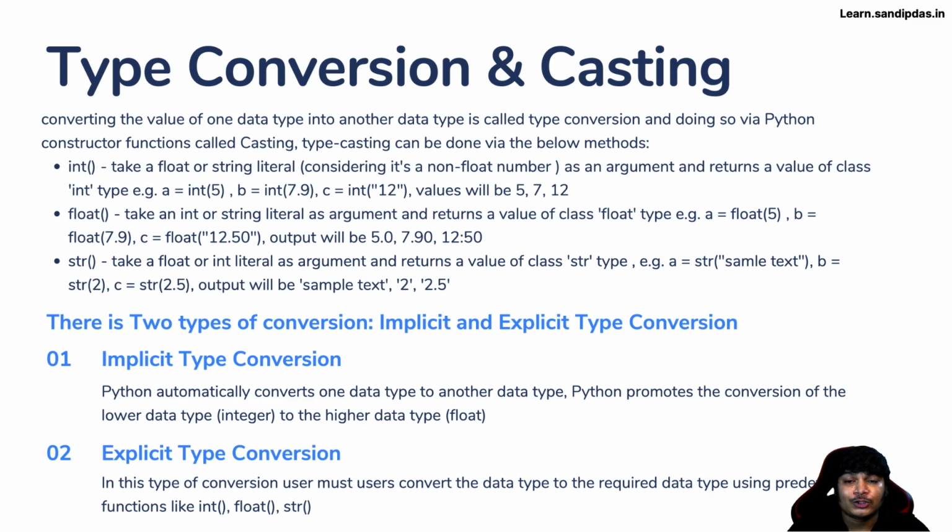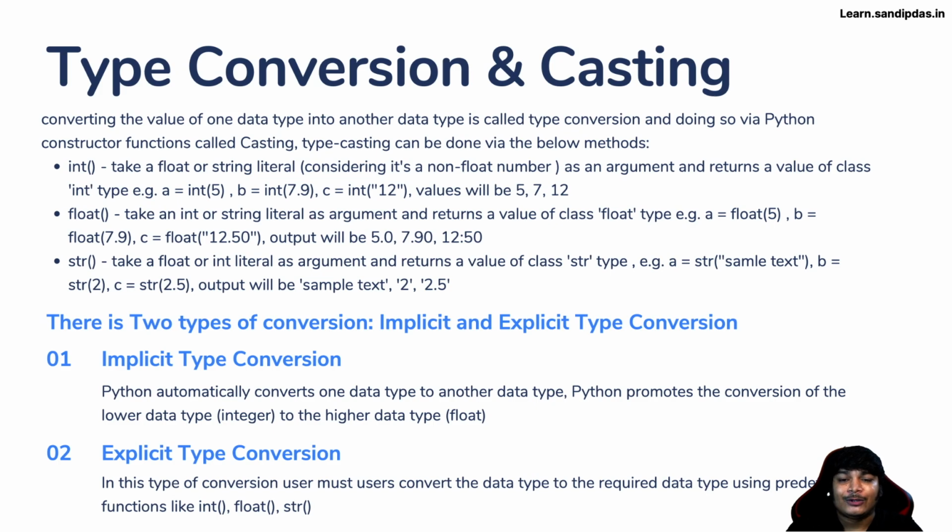The float function takes an int or string literal as an argument and returns a value of class float. For example, say variable a is equal to float of 5, b is equal to float of 7.9, c is equal to float of 12.50 inside quotation marks, which indicates a string. Output will be 5.0, 7.9 and 12.50. Okay, so that's how float works.